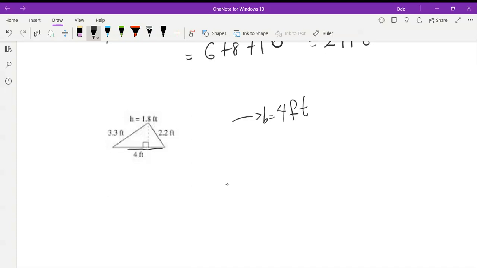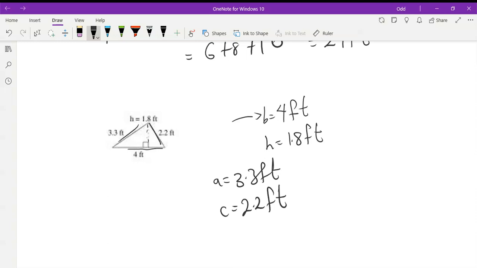Okay, our height here, h, is 1.8 feet, and then the other sides, this one and this one, you can just see the other sides. Let's say A is 3.3 feet, and then C is 2.2 feet.